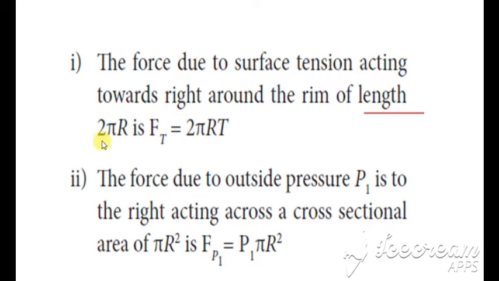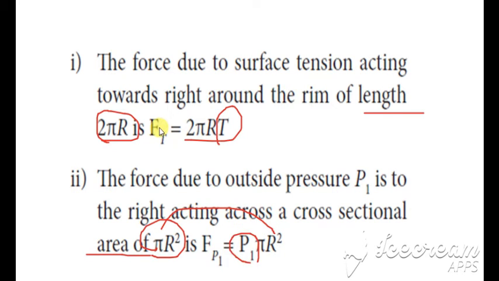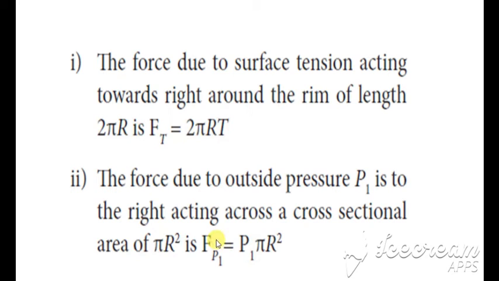Okay, so the length we are considering is the circumference, and so we get 2 pi r into T. That is this length into the tension. Suppose when you are considering the area, what is it? Pi r square. So that is pi r square into the pressure. When you are considering the length 2 pi r, that is into the tension. When you are considering the area, that area into the pressure gives you the two forces.